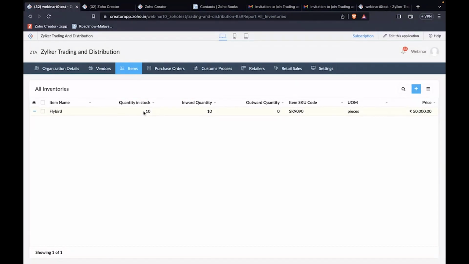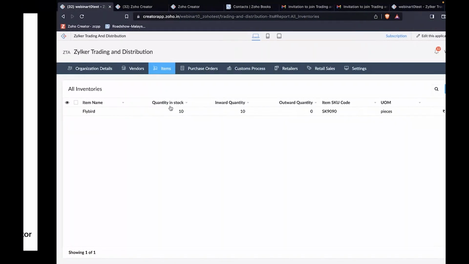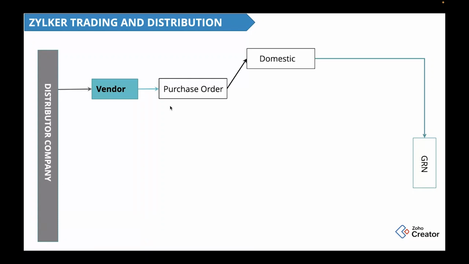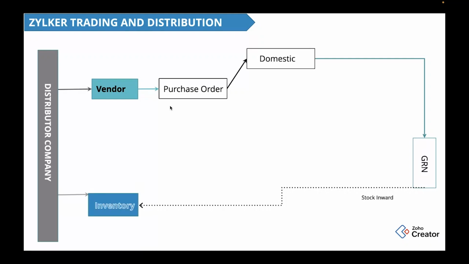We have the quantity of stock, which was 0 before, and now the quantity of stock is 10, and we have the quantity of stock getting updated over here. Now, let me get back to the presentation. What did we do? We selected the domestic option first, and then we were able to go through the process, know the net total, then pay the net total with the GRN, and then we were able to update the stock once the stock got inwards into the inventory, right?